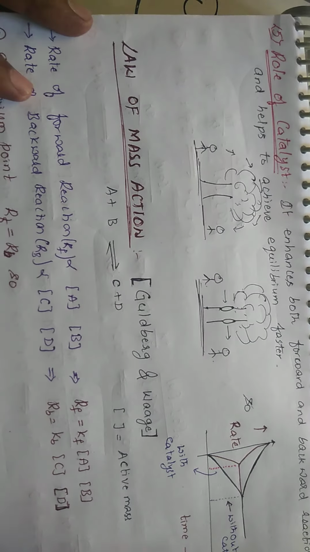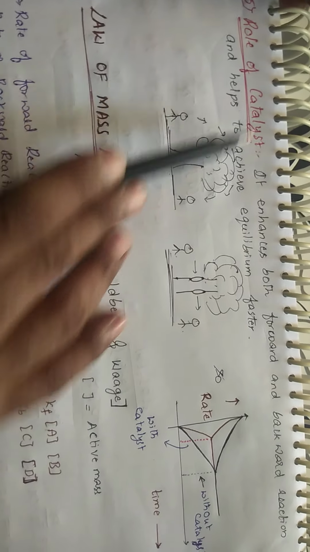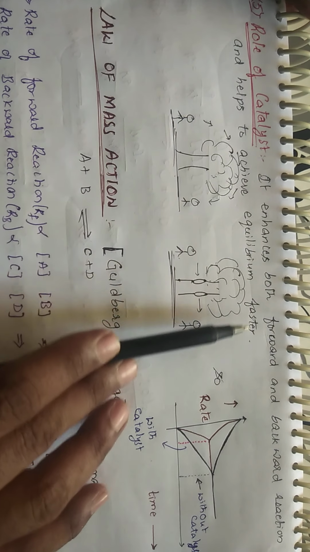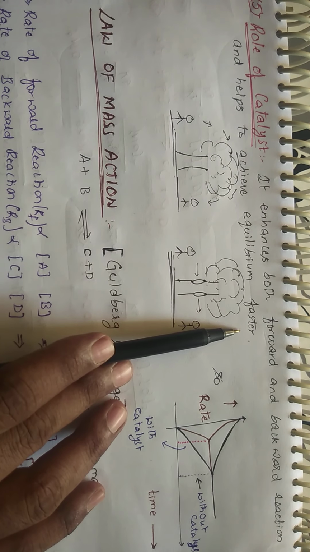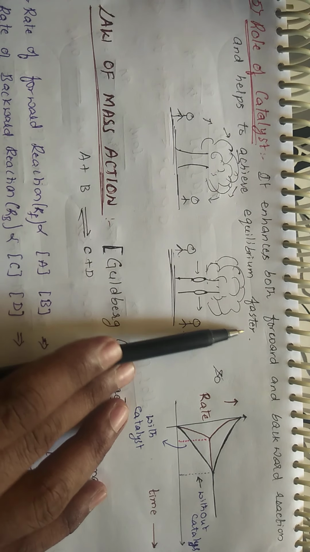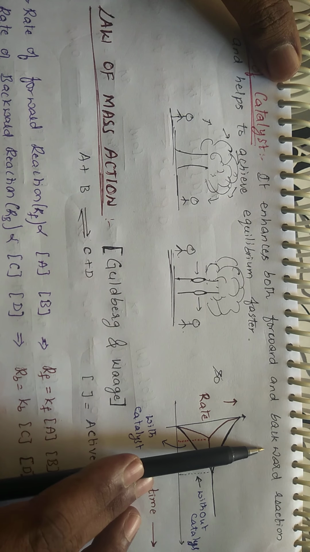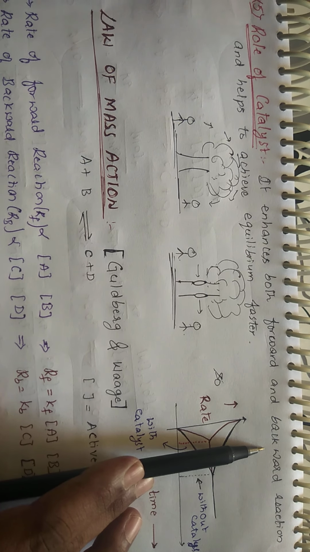Thank you, students. Next, continuing, let's go to the role of the catalyst. What is the role of a catalyst? It enhances the forward and backward reactions and helps to achieve equilibrium faster. It increases the rate of the forward reaction, and it increases the backward rate also quickly. This means the time is decreased.